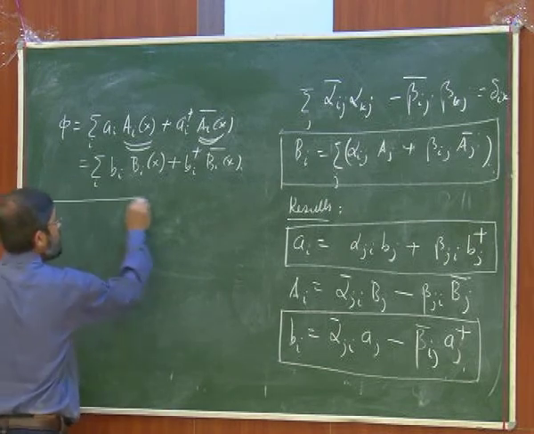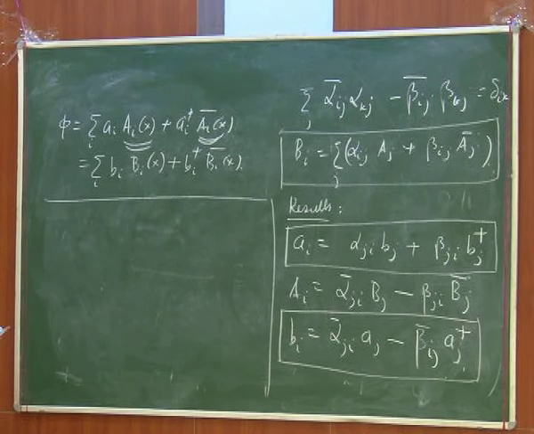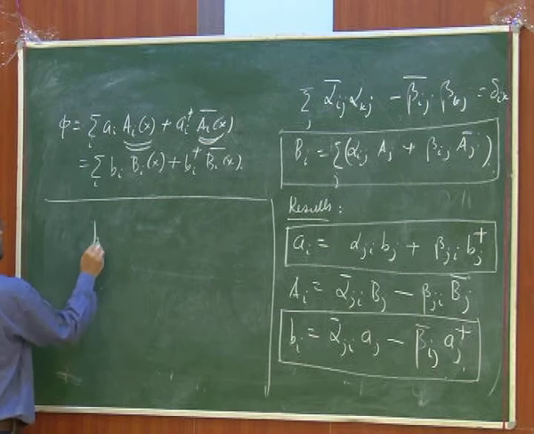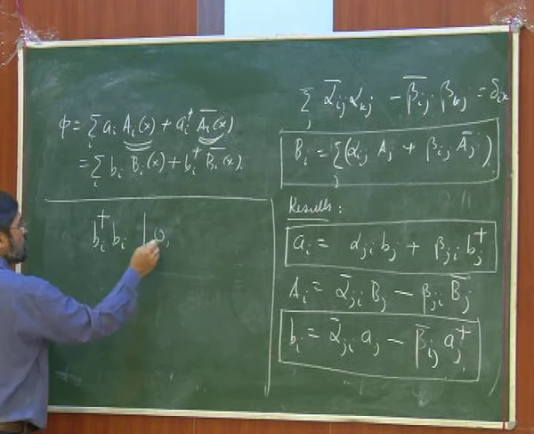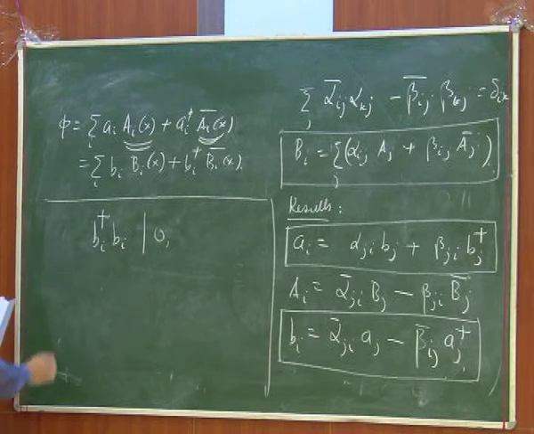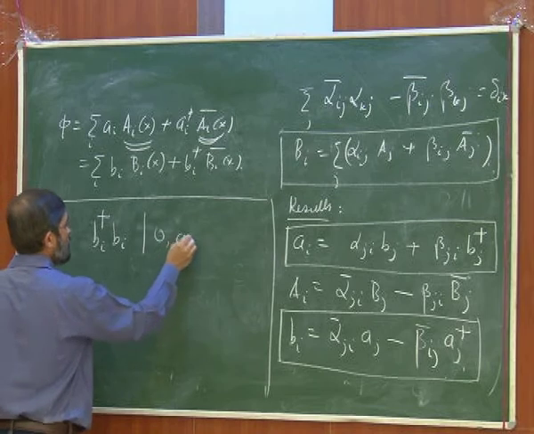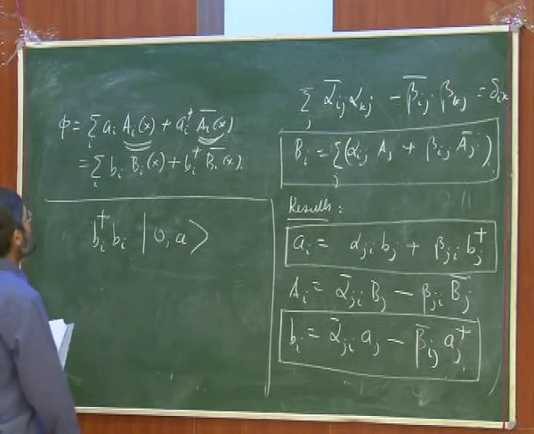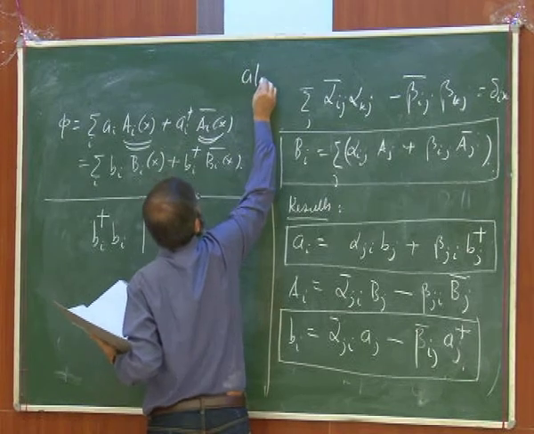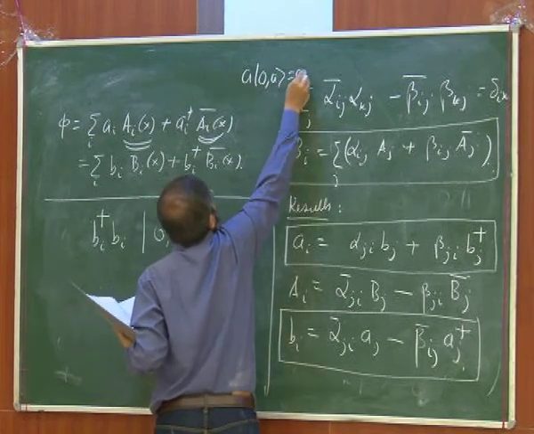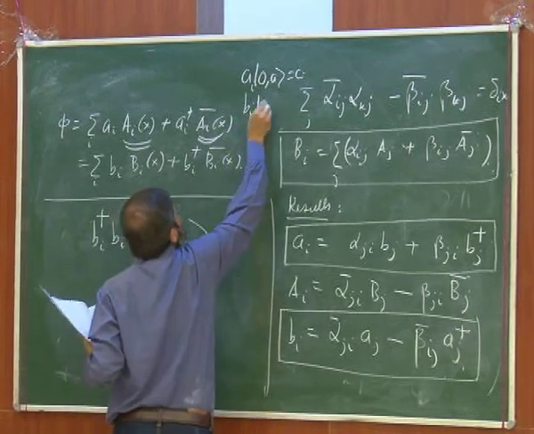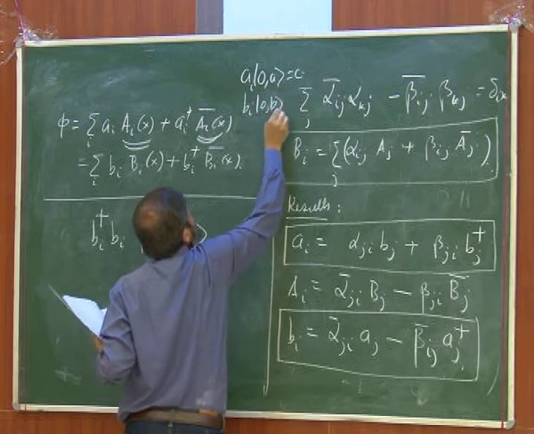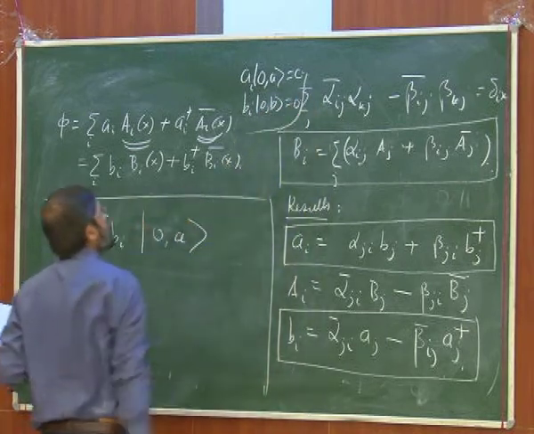Now, here is an exercise. Consider this as a reality show and press your button. For a given i, this is not summed. Suppose I define my vacua, the A vacuum as this, and the B vacuum, 0B, as this relation.